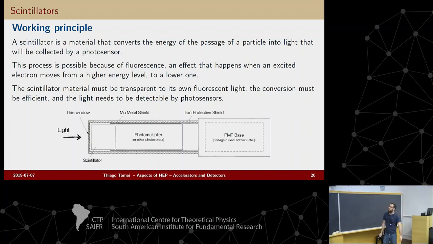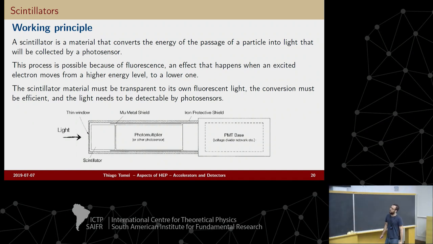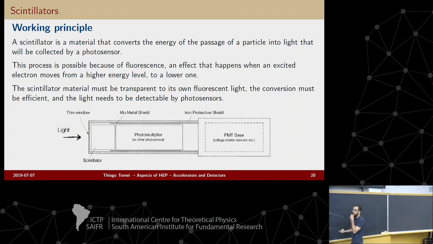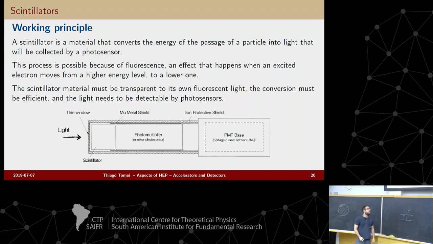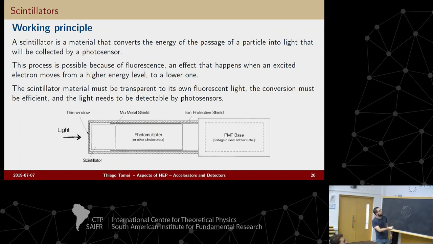It's the lead glass that I spoke about before, which technically is lead tungstate. Second, this conversion must be efficient. It doesn't matter if a particle goes through and makes only one photon, and then I cannot detect that photon. Then it's useless. So there has to be a measure of efficiency. And the photons that are emitted must have the right wavelength and energy to be detectable by a photosensor that we put here. So this is how it goes. Scintillator, everything is encased in a shield, some kind of photosensor, and here you have electronics to actually feed it to the system.